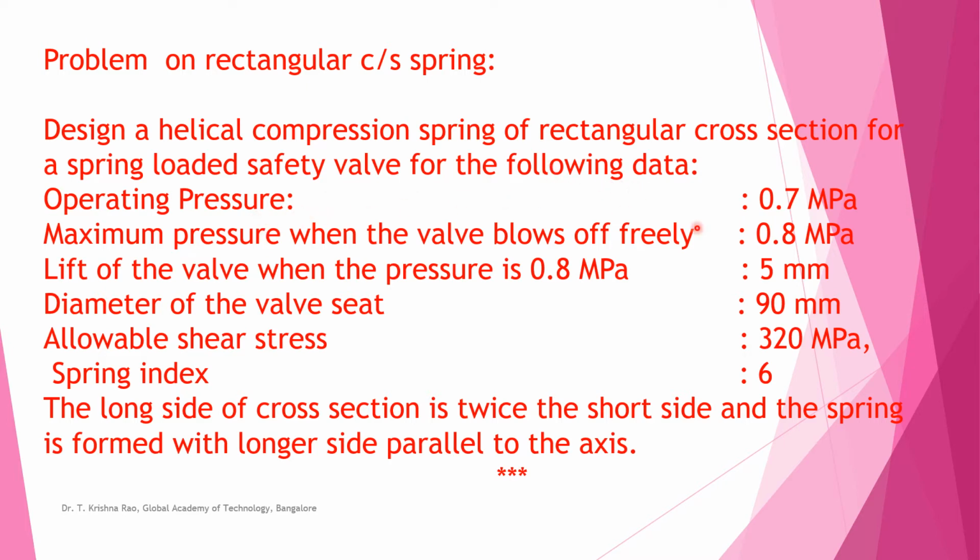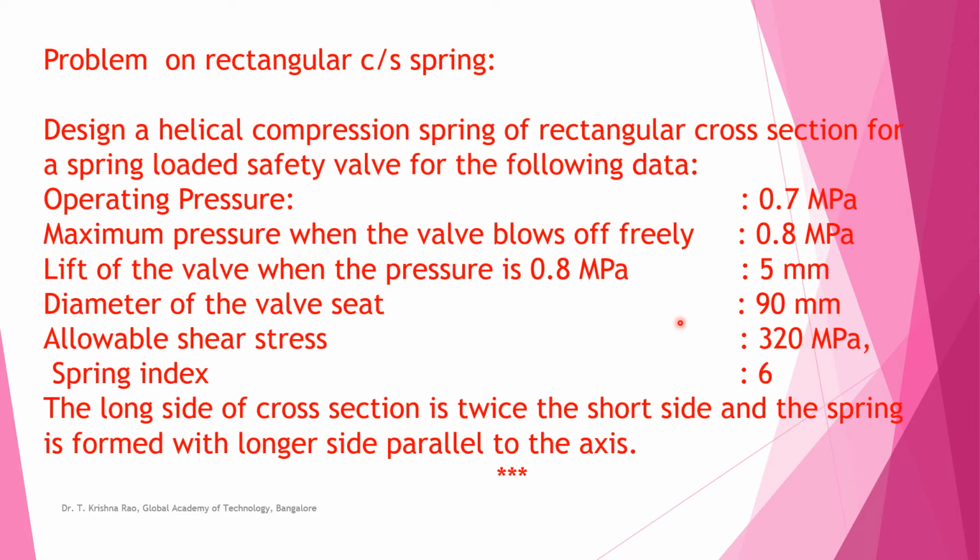Operating pressure, that is safe pressure, is 0.7 MPa. Maximum pressure when the valve blows off freely is 0.8. When the pressure increases from 0.7 to 0.8 MPa, the valve will lift by 5 mm. The valve will lift by 5 mm.